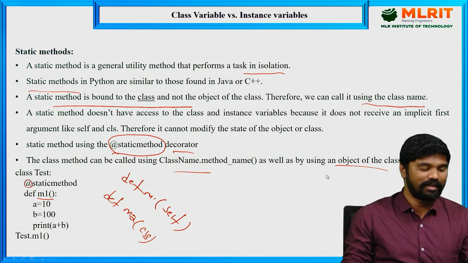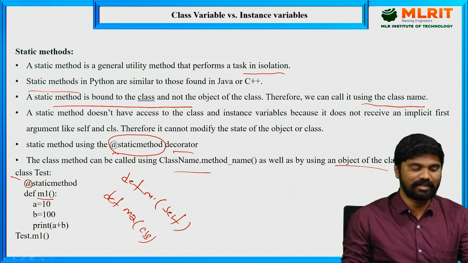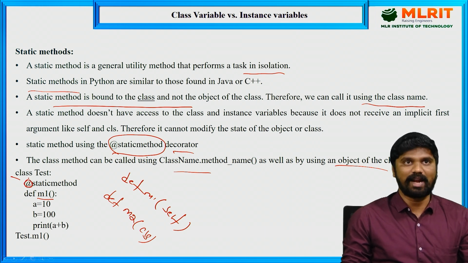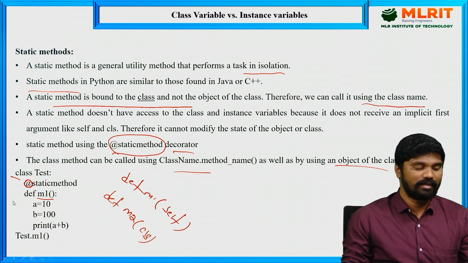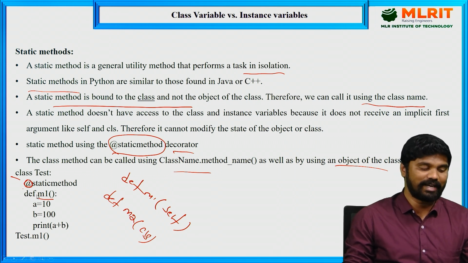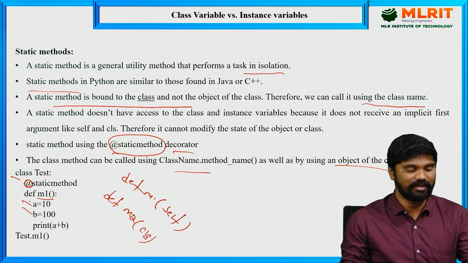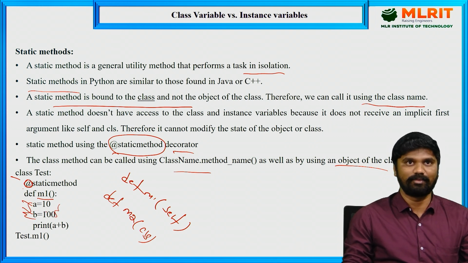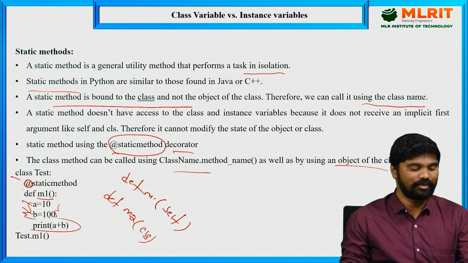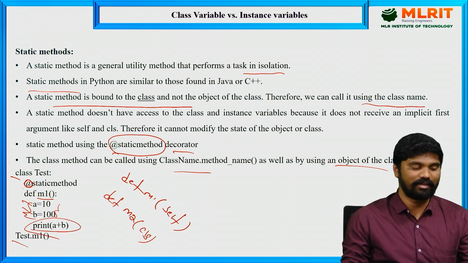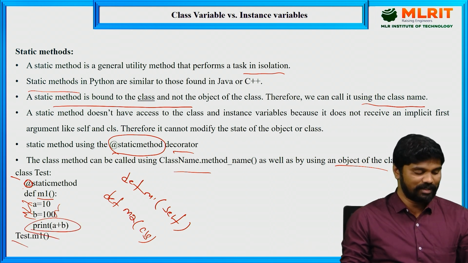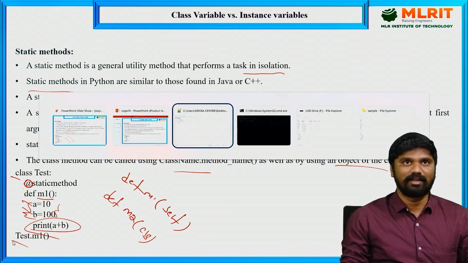For example, here see, this is the class Test, and within the class Test we define one static method with the decorator. Now the m1 method is the static method. Here two variables are defined, a equals 10 and b equals 100, which we can consider local variables, and we are going to print the two variable values, then call the m1 method, which is the static method, by using the class name.